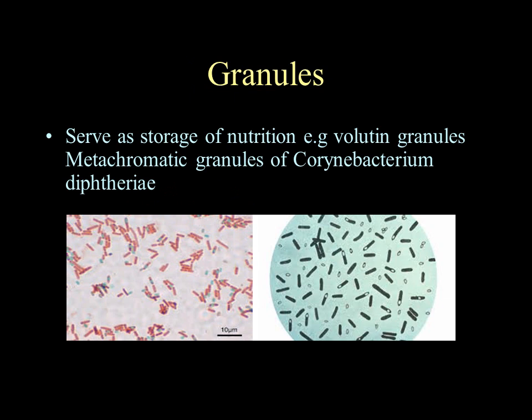So we have different storage granules in different bacteria that are storing nutrients for the bacteria. Especially very popular are Volutin granules, which are related to a gram-positive rod category bacteria, Corynebacterium diphtheriae. You might have heard about diphtheria, a disease. Actually, this bacteria is responsible for this disease.